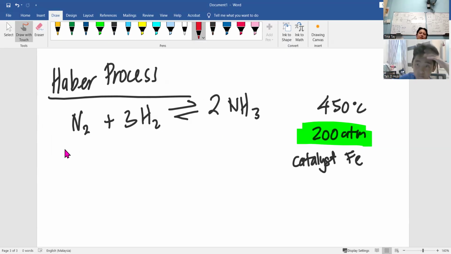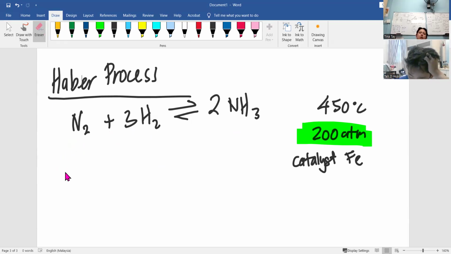Now this is what happens in a reaction. If you add more nitrogen, if your concentration of nitrogen increases, which one do you think it will favor, forward or reverse? Forward, because the system tries to get rid of the nitrogen. So the more nitrogen I add, the more it will favor the forward reaction.